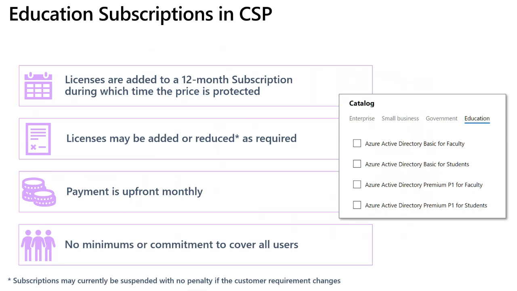And if the customer needs change completely, the subscription can be suspended so that there are no more charges for those licenses. A CSP partner is charged upfront monthly for online services in CSP, and that's probably the terms they offer to their customers as well. And overall, there are no minimums or commitments to cover users in CSP, so it's really flexible.